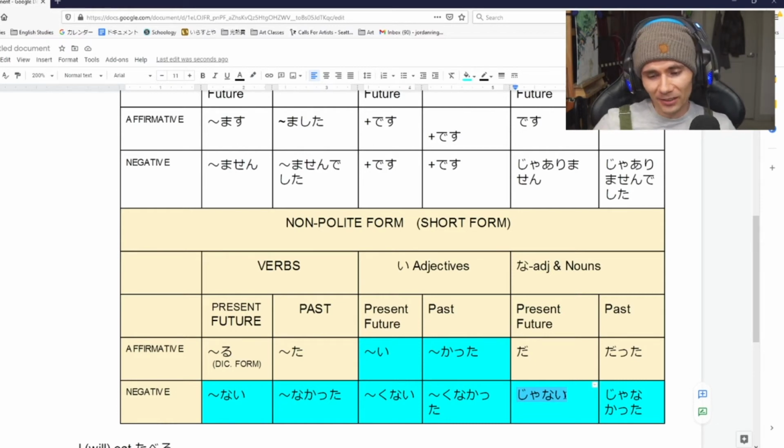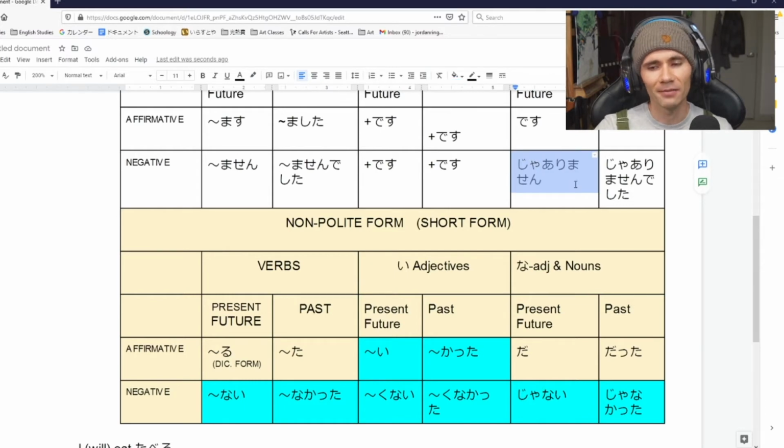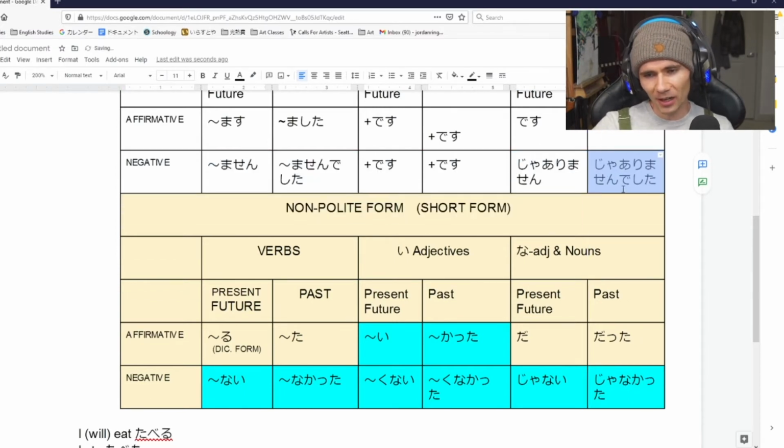And you can make it a little bit more polite by adding desu. Kare wa handsome ja nai desu. Or you can replace the nai with arimasen and say kare wa handsome ja arimasen. Now, let's take that and make it past tense. He wasn't handsome. Kare wa handsome ja arimasen deshita.